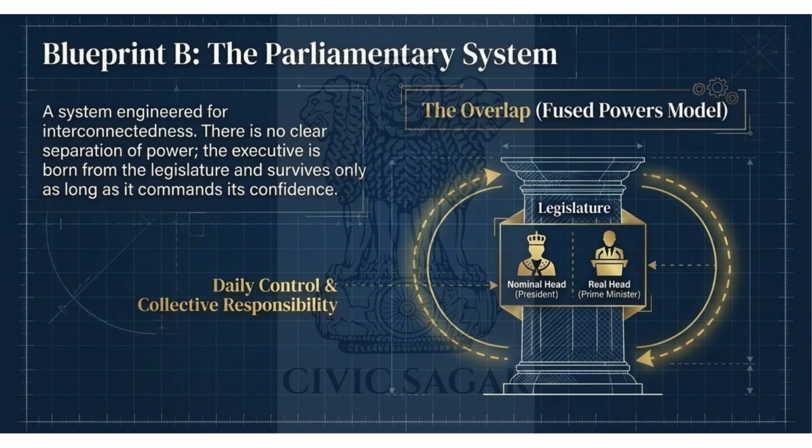Now look at Blueprint B, the parliamentary system. This model trades separation for deep interconnectedness, a fused powers model. The executive isn't a separate column, it is born directly out of the belly of the legislature. Power is split. A nominal head, like a president or monarch, handles ceremonial duties, while the real head, the prime minister, wields actual executive control. This system relies on daily control and collective responsibility. The executive survives only as long as it maintains the legislature's confidence.